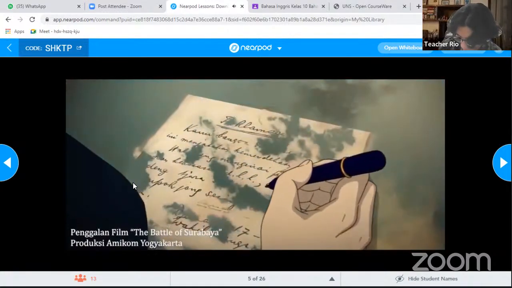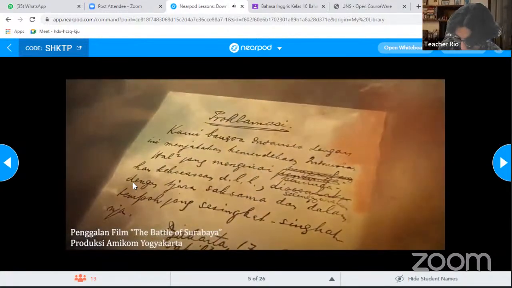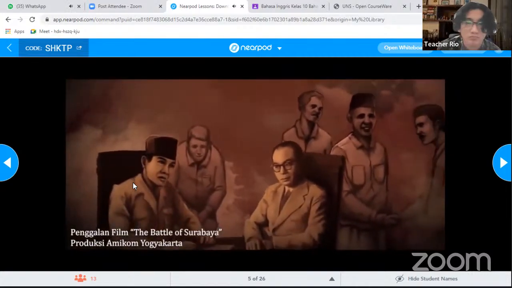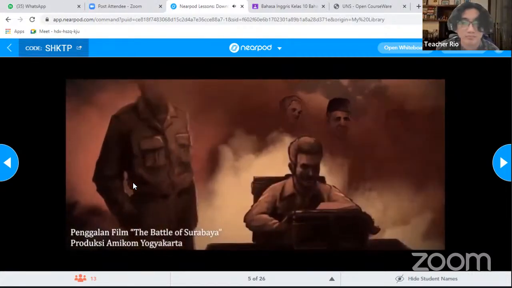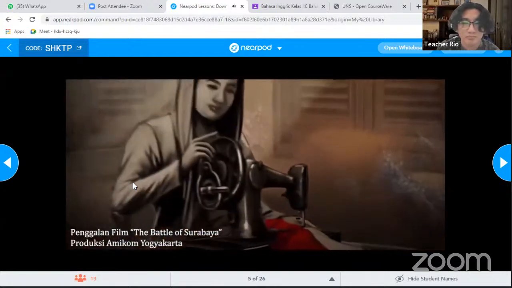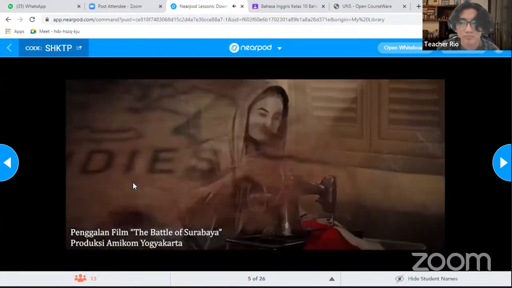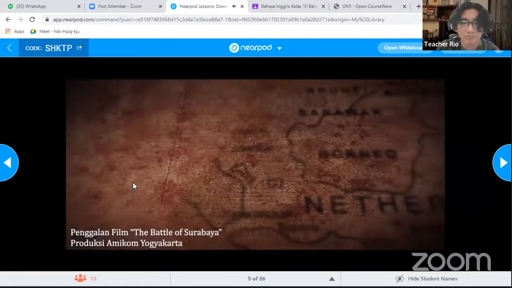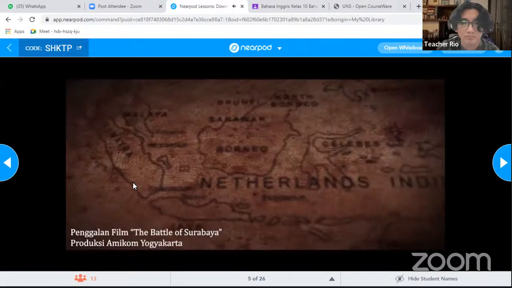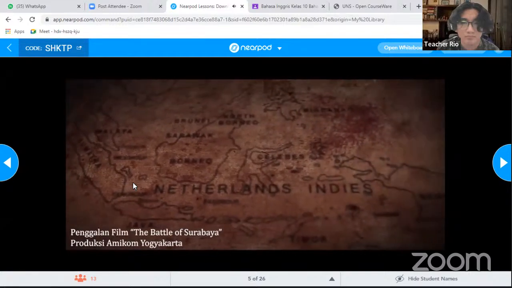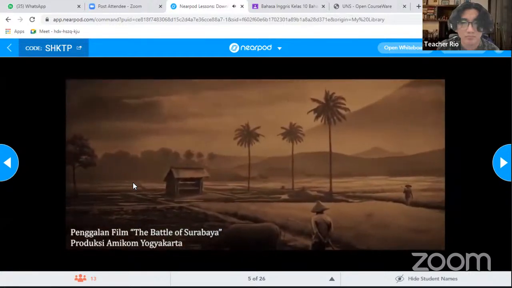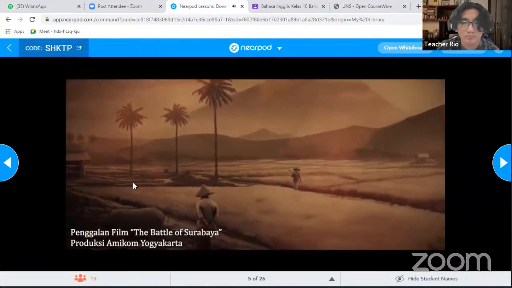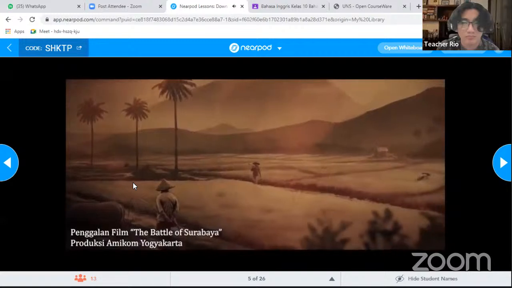Indonesia experienced a vacuum of power. President Sukarno declared the independence of Indonesia on August 17, 1945. Based on the Vienna Convention in 1942, the Allies, especially the Dutch, claimed Indonesia to be part of the Netherlands East Indies. The Netherlands was about to rule Indonesia once again.